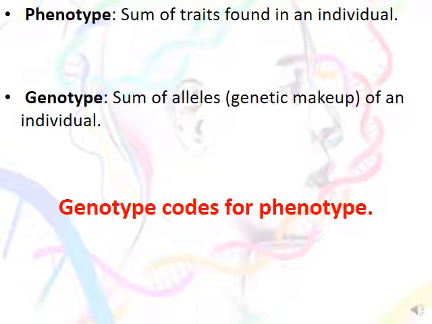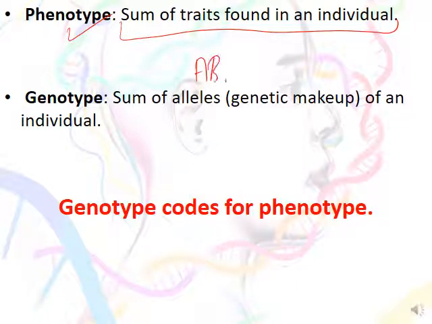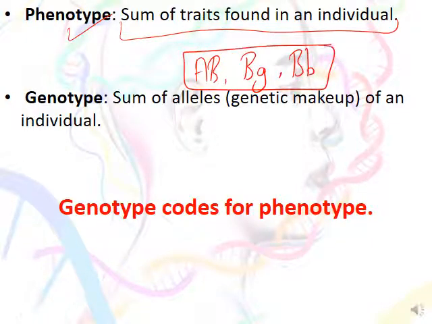Phenotype. What is the meaning of phenotype? Phenotype is always the sum of traits. So everything that we observe is called the phenotype. So the sum of traits found in an individual is called phenotype. Whereas the genotype is the sum of alleles. For example, genotype, we said AB. Or for example, we said B small B small, B capital B small, or B capital B capital. These are the genotype. It's the sum of alleles of an individual.